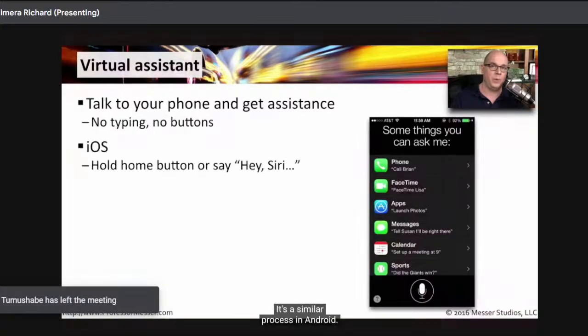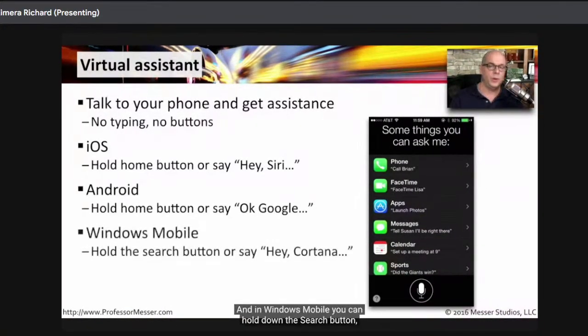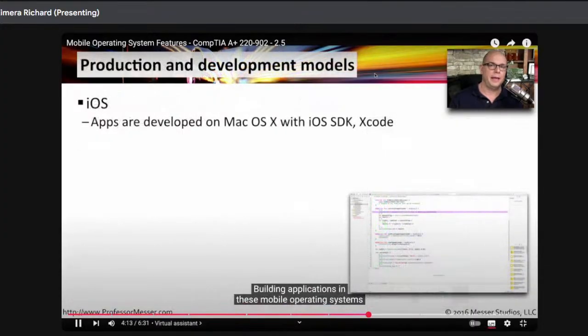It's a similar process in Android. You hold down the home button, or you can say, "Okay, Google." And in Windows Mobile, you can hold down the search button, or you can start your request by saying, "Hey Cortana."